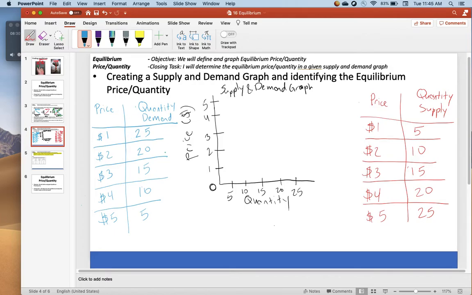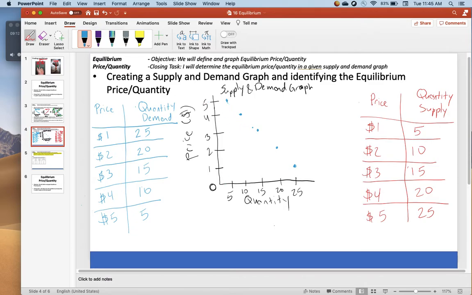I'm going to start with the demand data first. It says at $1, my quantity demanded is 25. So I go to my price of $1, my quantity of 25, which is way over here, and I put my point there. At $2, my quantity demanded is 20, so I match that with the 20. At $3, my quantity demanded is 15, so I'll put that right about here. At $4, my quantity demanded is 10. And at $5, my quantity demanded is 5.